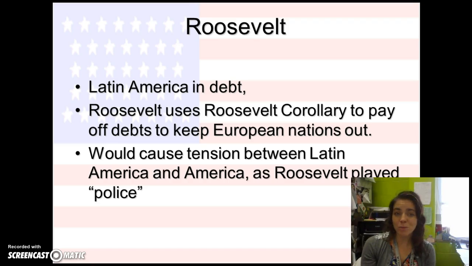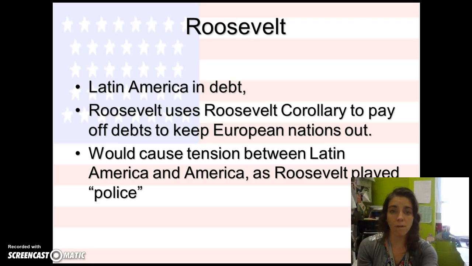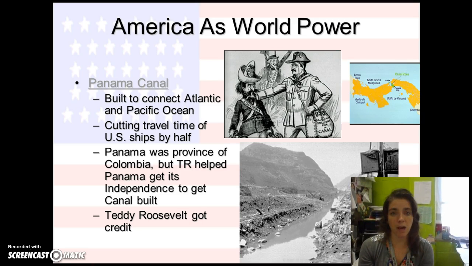This causes tension between Latin America and America because Roosevelt, yeah, he paid off the debts, but now he feels like he has power, and he goes down and kind of polices the area and sends military down into Latin America, where Latin America never even asked for their debts to be paid off. Okay, so this is America getting more involved to the south.